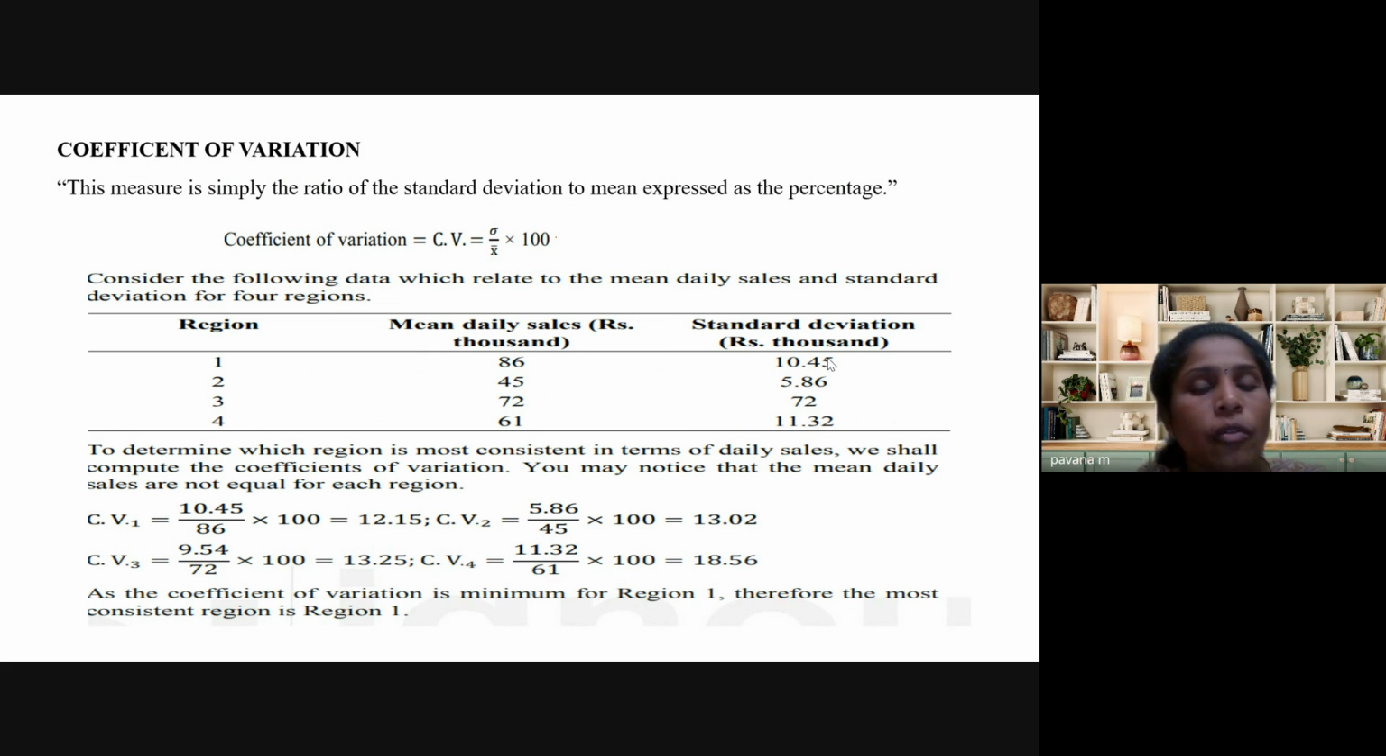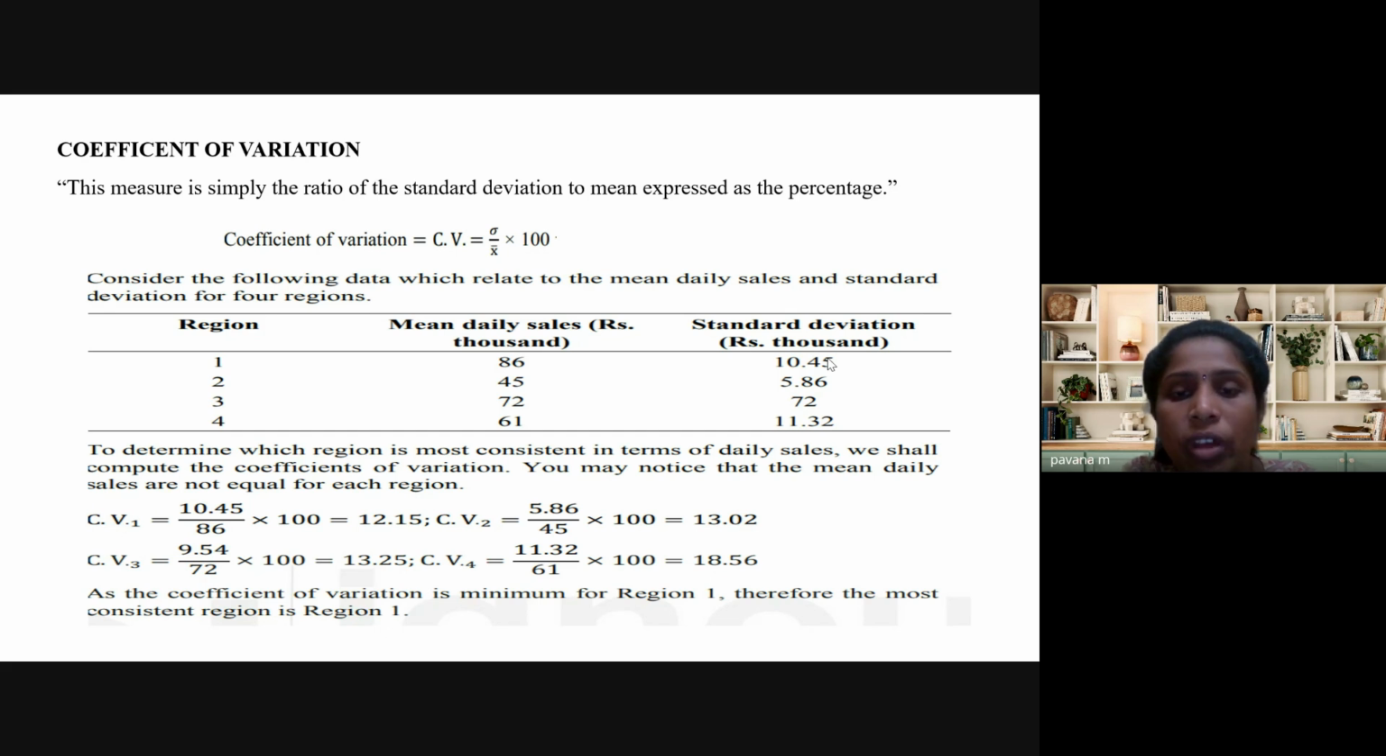Next is the coefficient of variation. What is the coefficient of variation? This measure is simply the ratio of standard deviation to mean, expressed as a percentage. We already know the mean and the standard deviation, so if you divide the standard deviation by the mean, you get the coefficient of variation. CV is equal to sigma by x bar into 100, where sigma is the symbol of standard deviation.